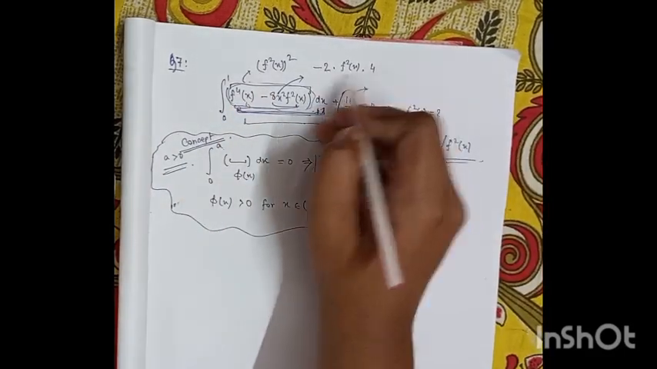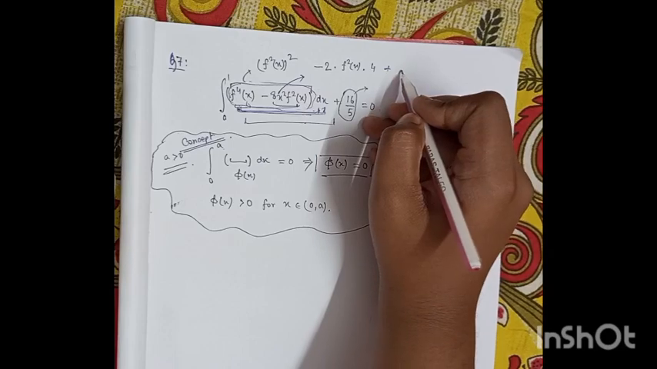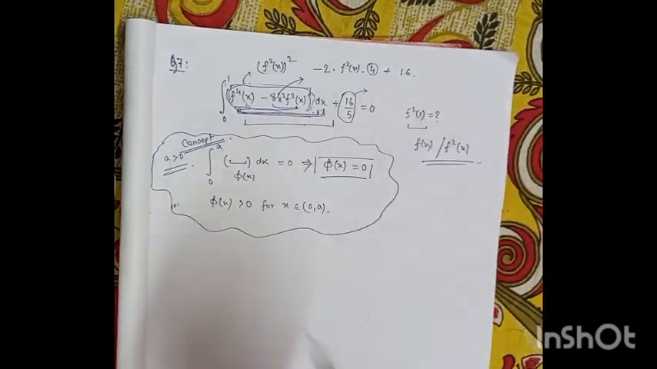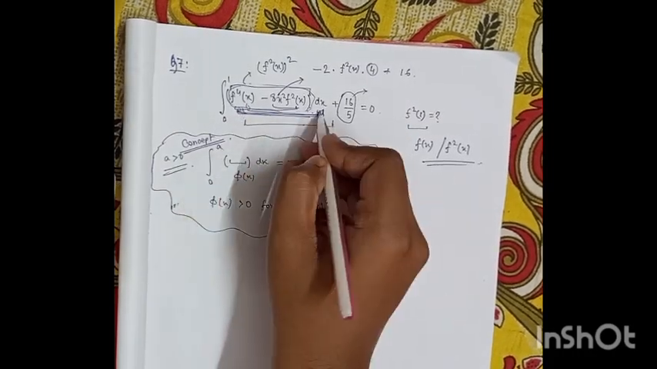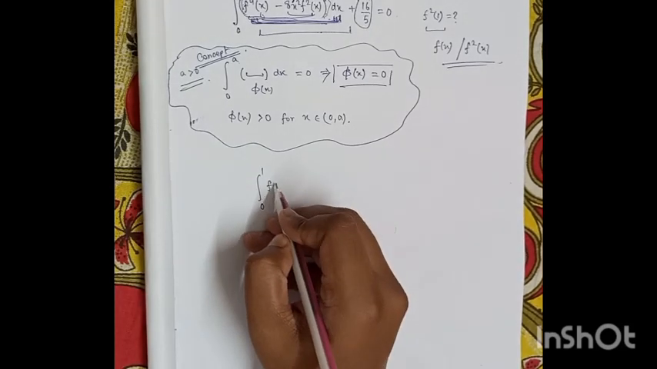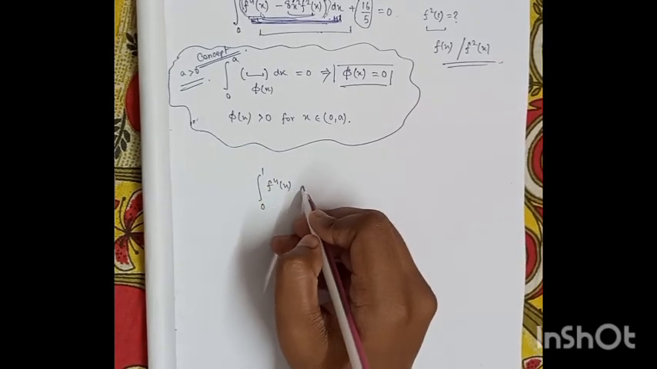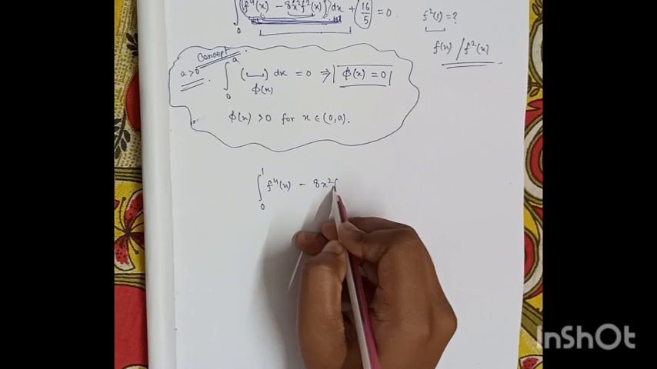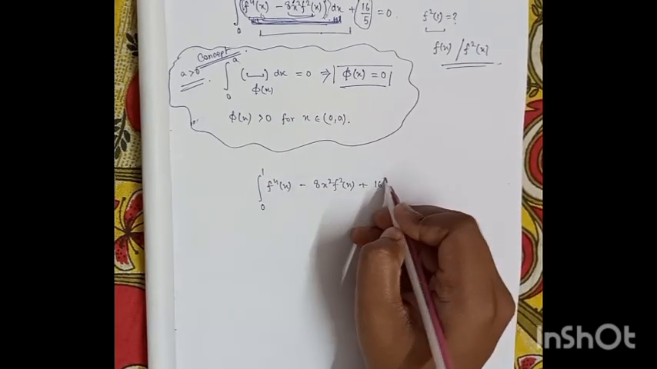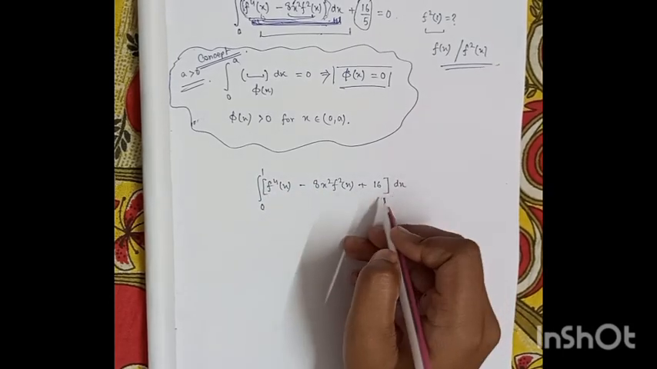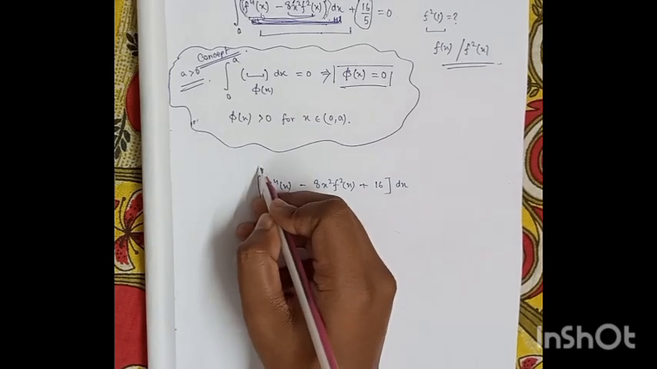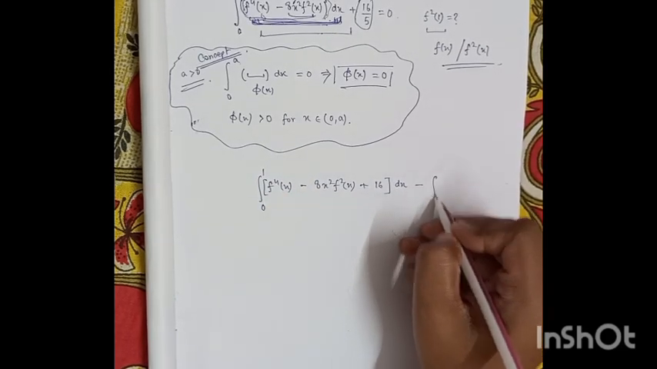For completing this square I have to add (4x²)², so it's basically 16x⁴ in the integrand. So let's try to make a whole square term here. It will be f⁴(x) minus 8x² f²(x) plus 16x⁴. The dx will be outside, and as we added the integral from 0 to 1 of 16x⁴ dx, we have to subtract this.